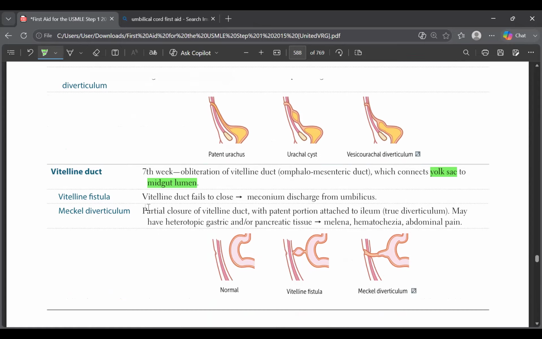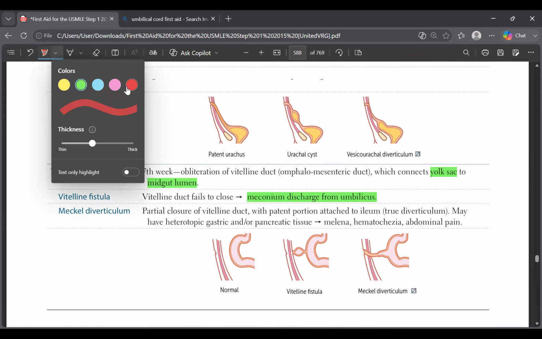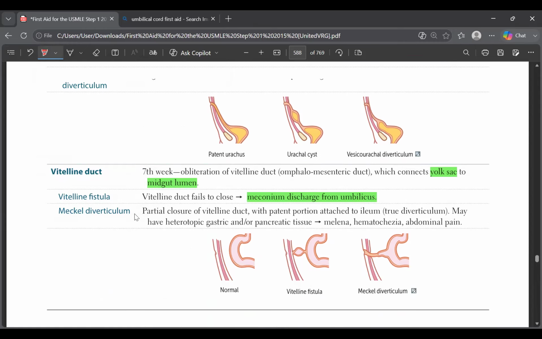With vitelline fistula, the vitelline duct fails to close and there's meconium discharge from the umbilicus. Sorry, you have to do the clinicals as well. And Meckel's diverticulum is the partial closure of the vitelline duct with the patent portion attached to the ileum. It is a true diverticulum and may have heterotopic gastric and/or pancreatic tissue, melena, hematochezia, and abdominal pain.